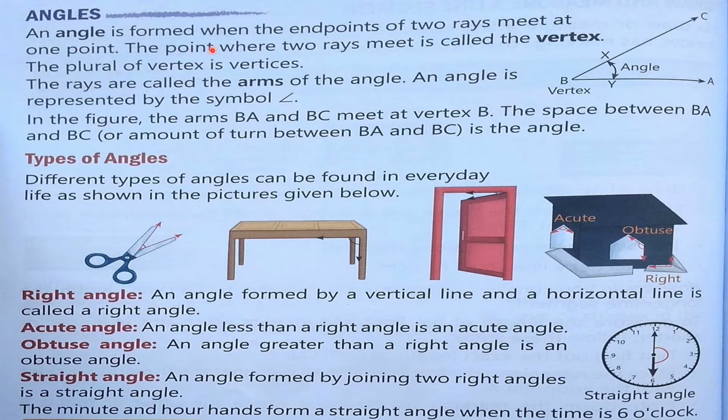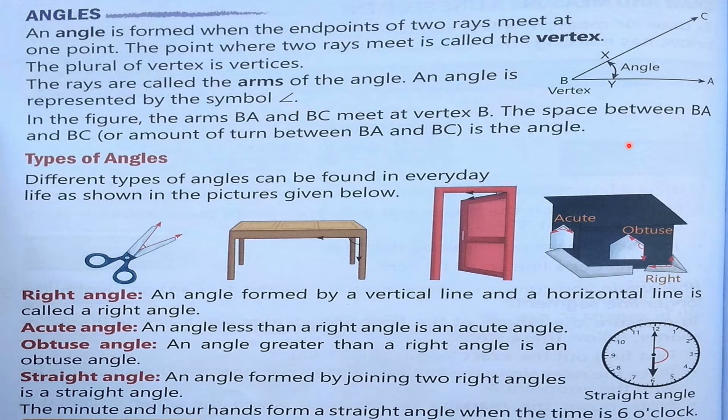An angle is formed when the end points of two rays meet at one point. You know what you mean by ray? A line which has only one end point. The point where two rays meet is called a vertex, and the plural form of vertex is vertices, and the rays are called the arms of the angle. An angle is represented by this symbol.